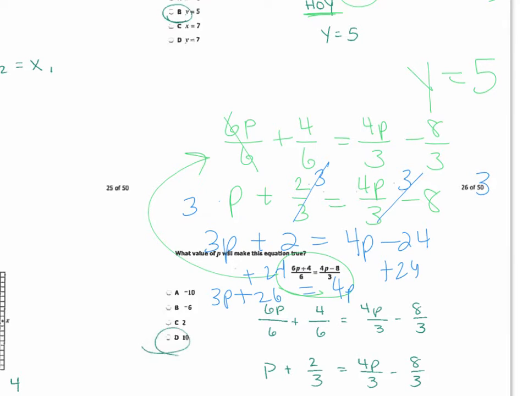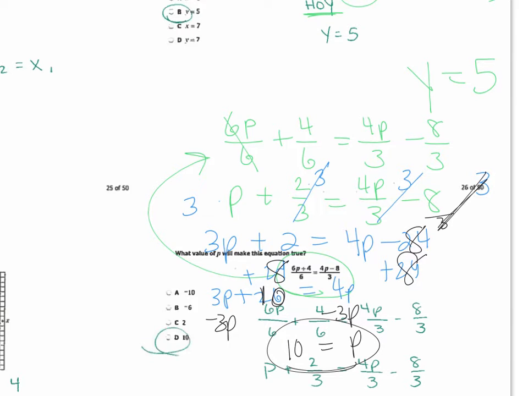I bet you I can't erase now. Nope, I can't, so I'll try to black it out. That should have been 8 over 3, which crosses those out. So that would have just been an 8, so I'm going to add 8, so that becomes a 10. I'm going to subtract 3p, so p equals 10, which is D.